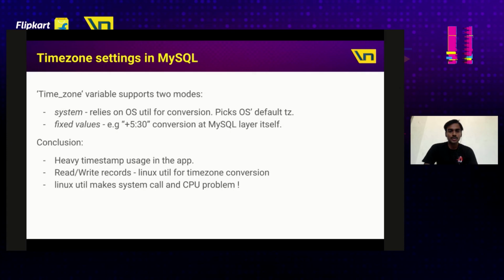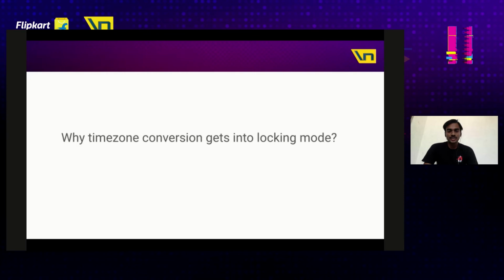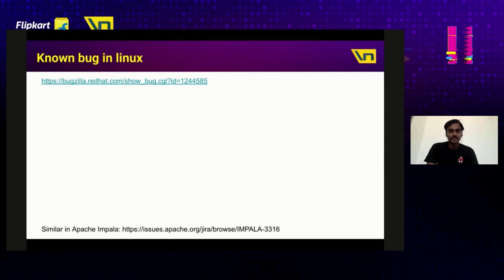So far, what we concluded is that we are using timestamp heavily in our applications, and when we read or write records, it talks to the Linux utility for the time zone conversion, and the Linux utility is making the system call and causing the system CPU problem for us. Now the one part that is not clear is why the Linux utility, when it does time zone conversion, goes into that locking mode. That's not very clear so far.